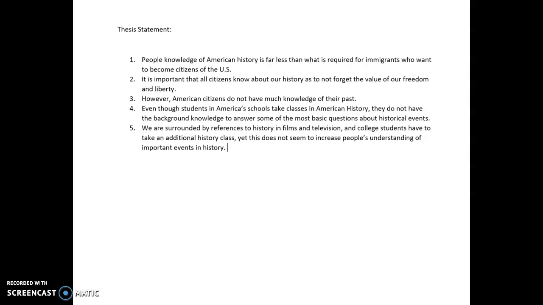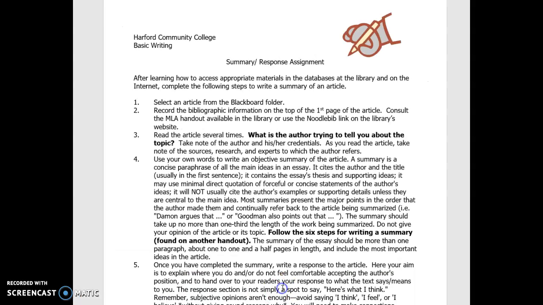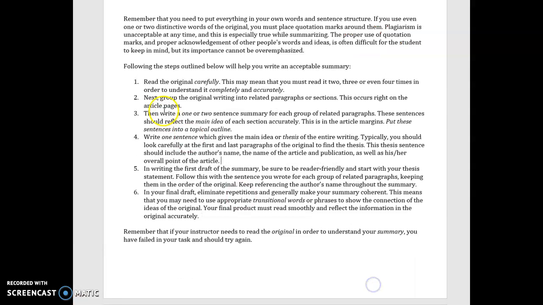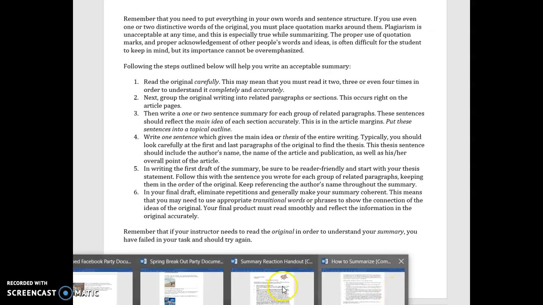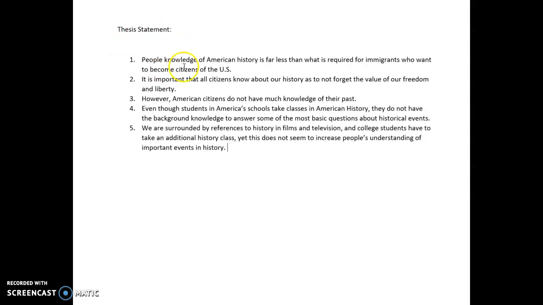Okay, that's what I want you to do for the summary reaction. We're working through number 4 here, okay, and the overall assignment sheet. But I broke it down into 6 steps. And you're going to do steps 1 through 4 for Monday. I want you to email me, Monday or Tuesday, depending on when your class meets. I want you to email me your outline with your thesis statement on it. So you're going to email me this.